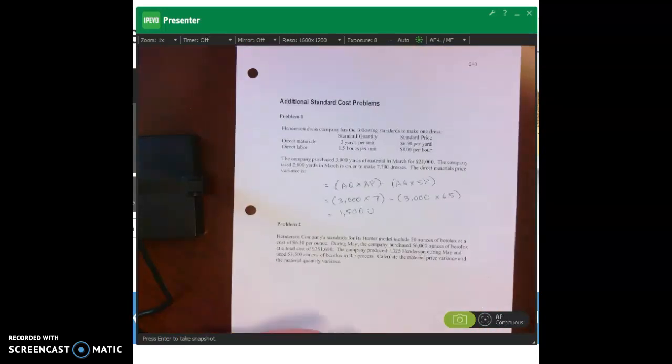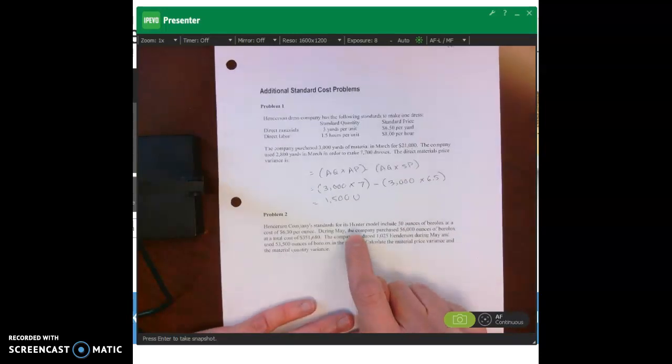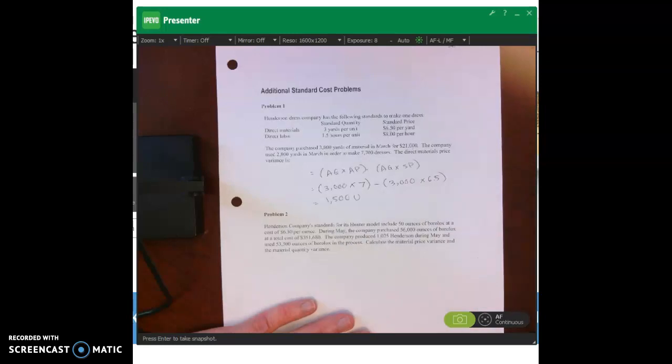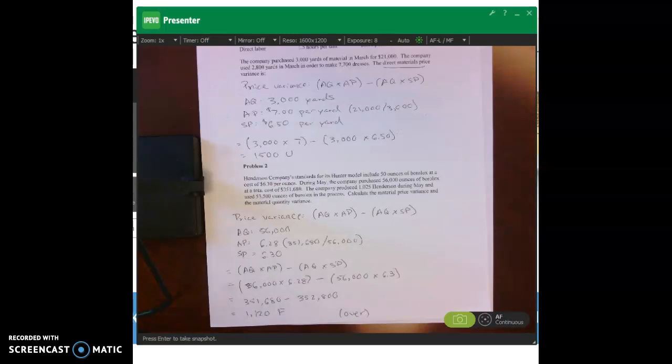Now I'm going to pause the lecture video, and I want you to do this problem, which actually asks you to do materials price and materials quantity, and then I'll review it. Thank you. Okay, so now let's review this second problem.